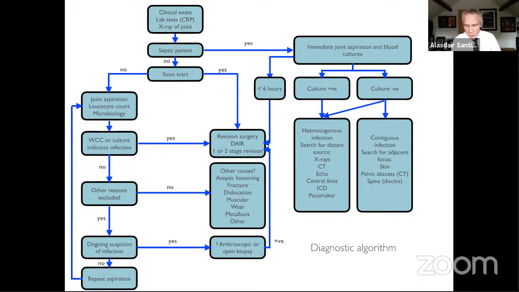If it's yes, then we're going into a surgical procedure of some type. But if it's not, what else are we thinking of? We're thinking of aseptic loosening. Have they got a fracture? Have they dislocated their hip? Is it muscular? Is it somewhere else? And even if those are all excluded, then we're going to think, are we missing an infection? Is it there really, but we just can't pick it up? Do we repeat the aspiration, or do we even do an arthroscopic or open biopsy?